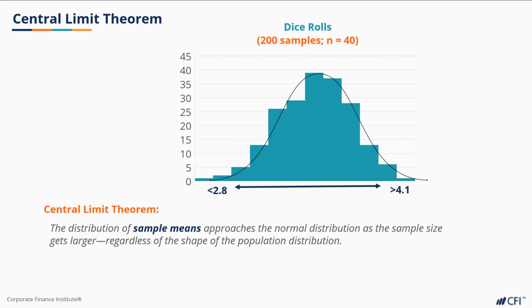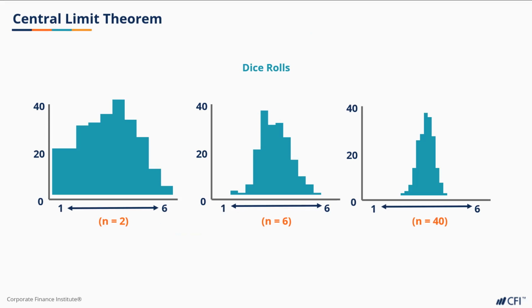Another aspect of the central limit theorem is that as our sample size grows, its spread decreases. This makes sense if you consider the law of large numbers. As the size of our samples increases, their mean tends towards the mean of the population.